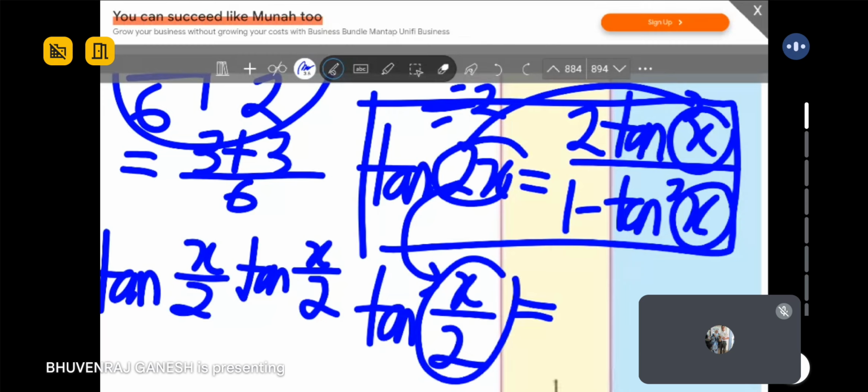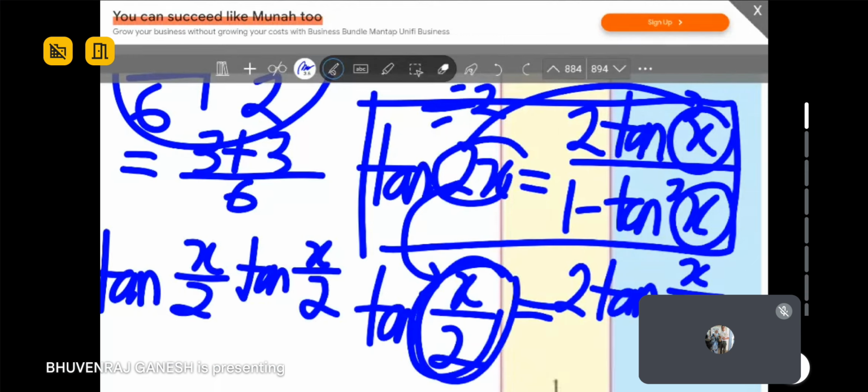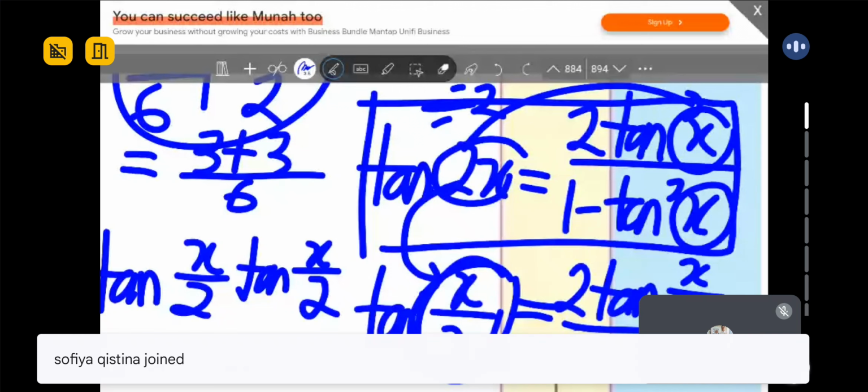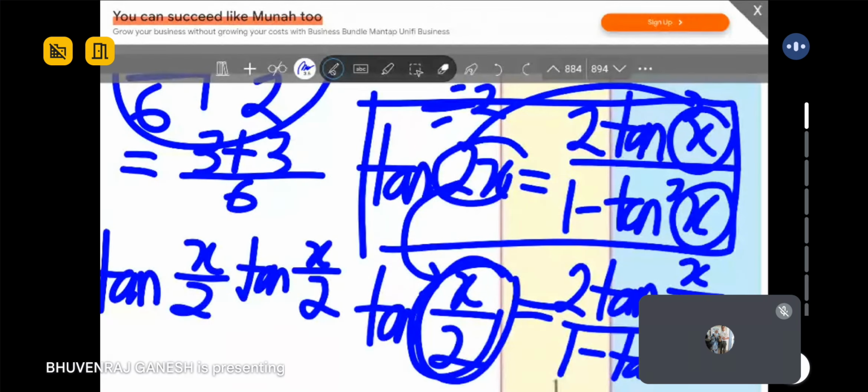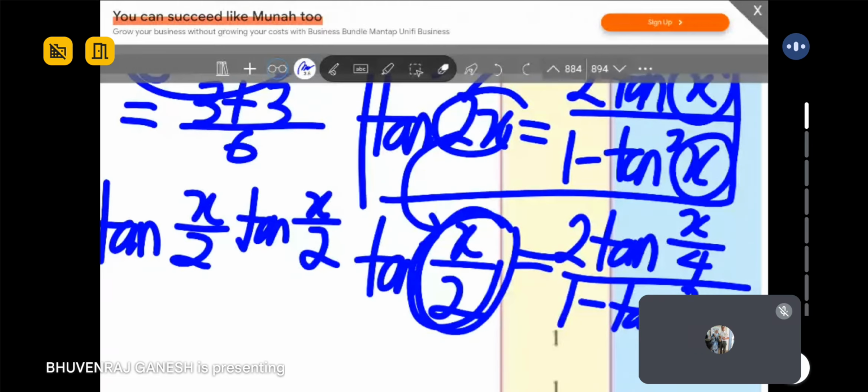Okay, and then over here, you divide by 2. So if the top is divided by 2, what do you get here, guys? 2 tangent. This one also needs to be divided by 2. So x over 2 divide 2, you get x over 4. Okay, same concept here. 1 minus tangent square x over 4. You will get this.